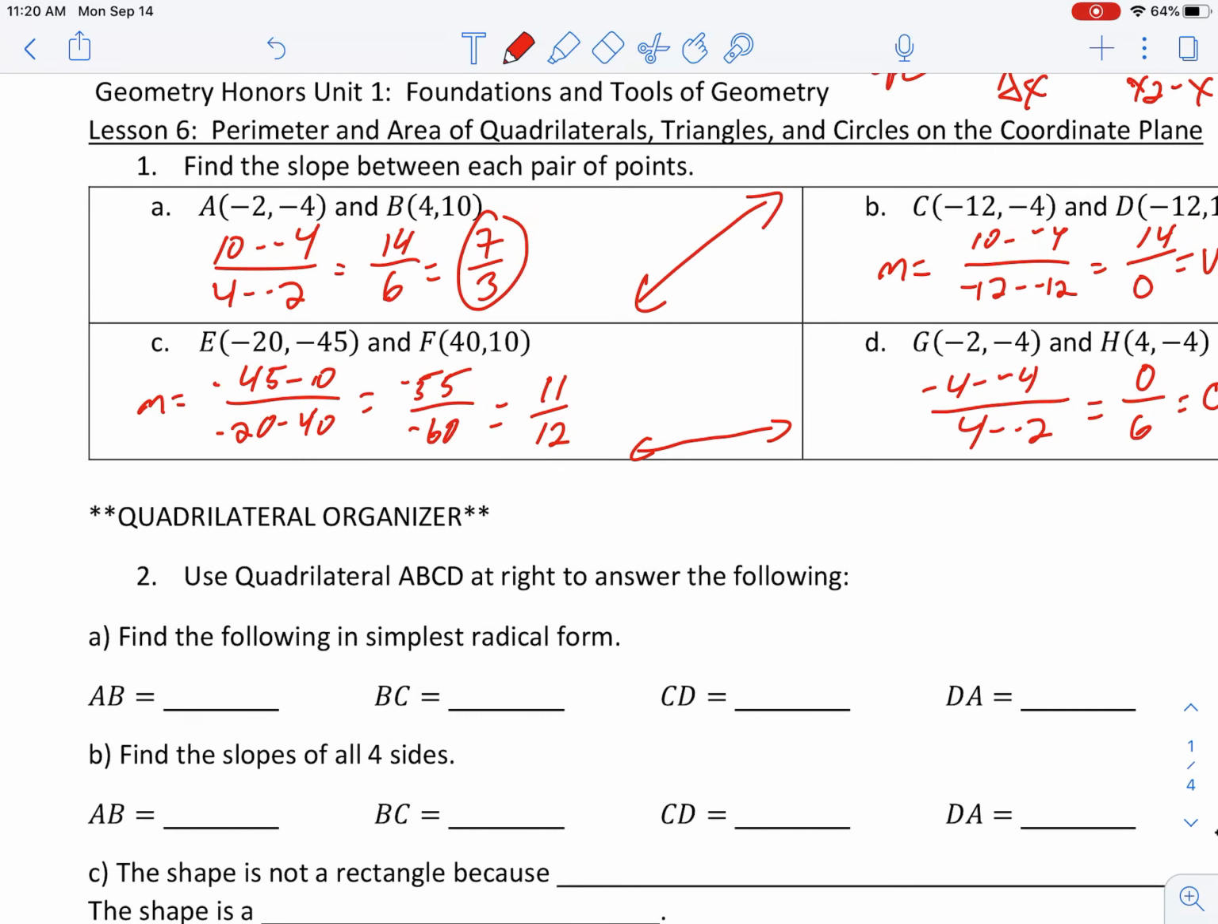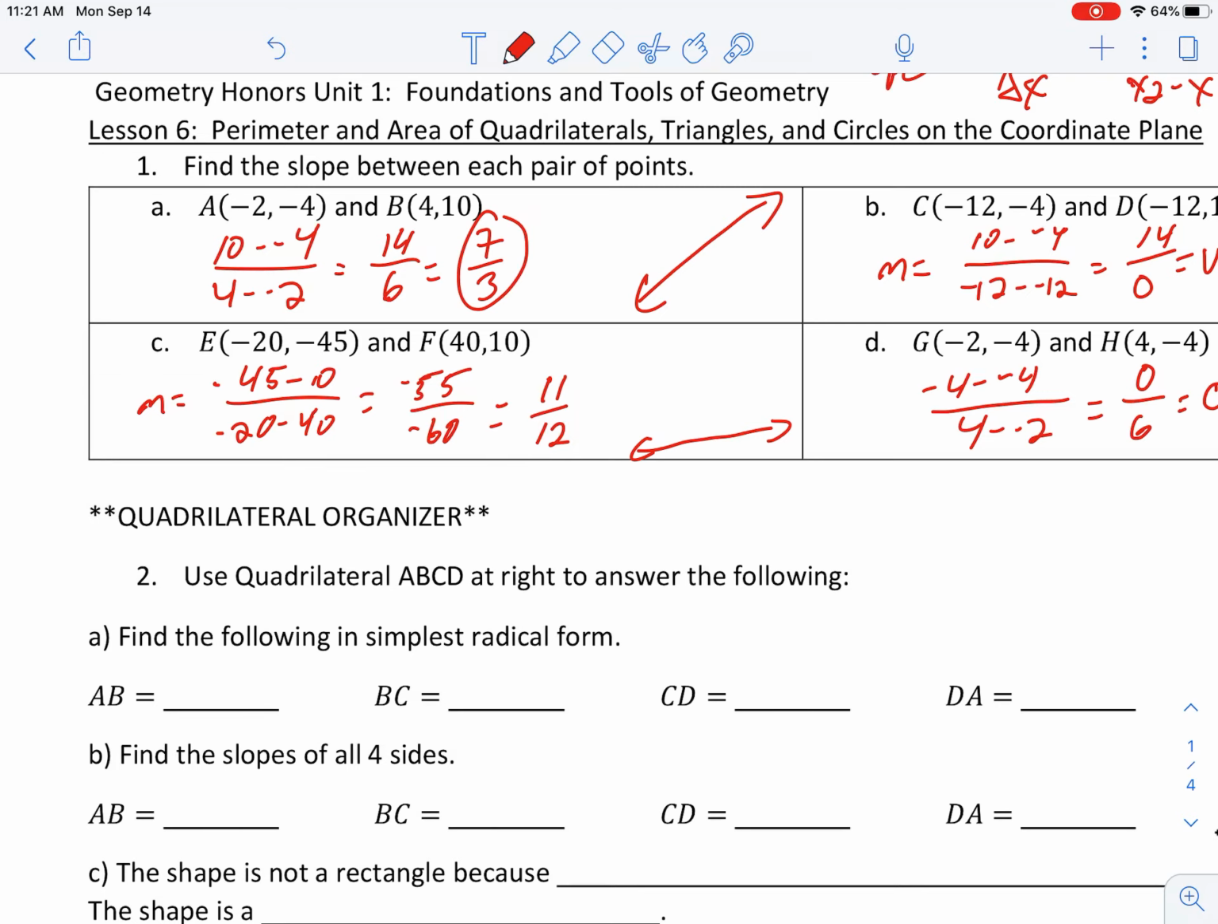Okay, now before we get into number 2 here, I want to go through and review your quadrilaterals with you. Now you have what we call a quadrilateral organizer in your notes. So we are currently on page, I'm looking at my notes as we do this. We're currently on page 20, okay?